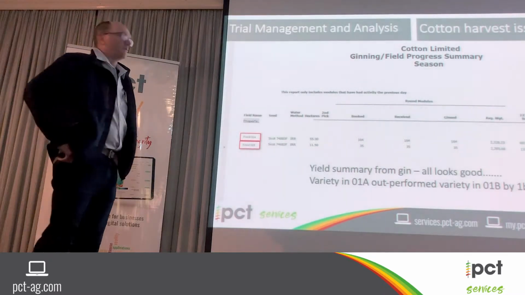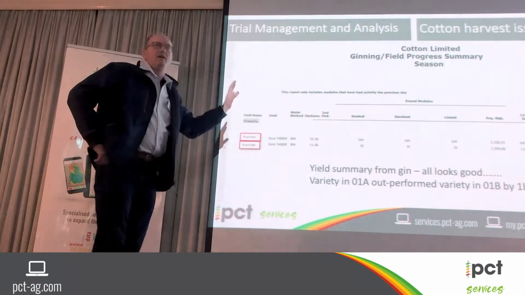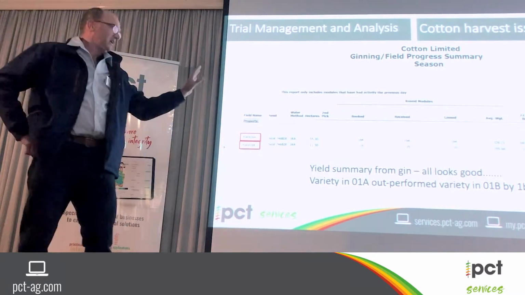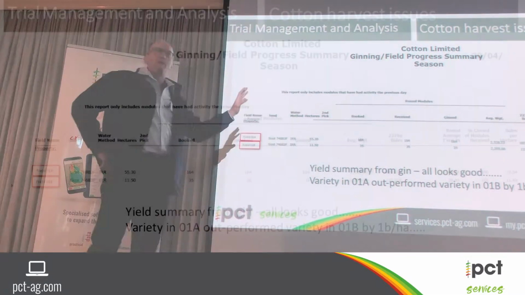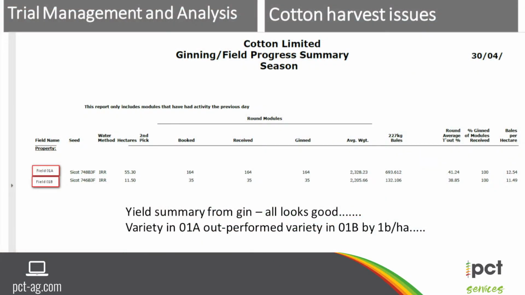Okay, some practical stuff for everybody. This is a real life example. Grower gets his ginning summary back. He's got one field that he's done a variety trial in, a bit of one variety, a bit of the other variety. He's got his areas. He's got the number of rounds that were produced, number of bales produced, bales per hectare.